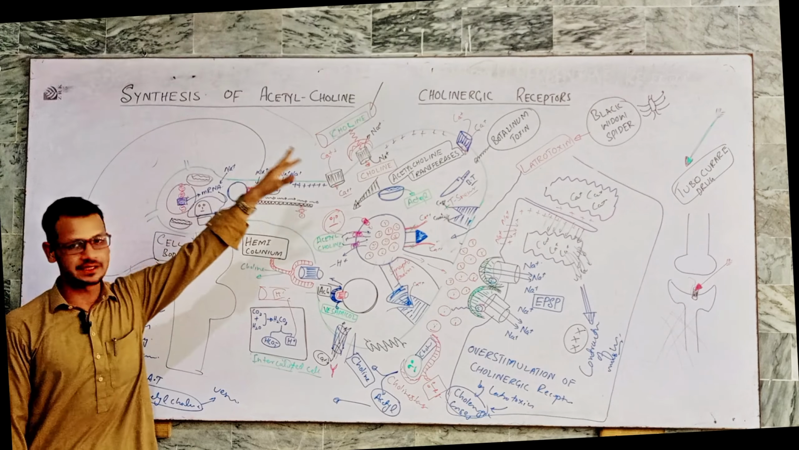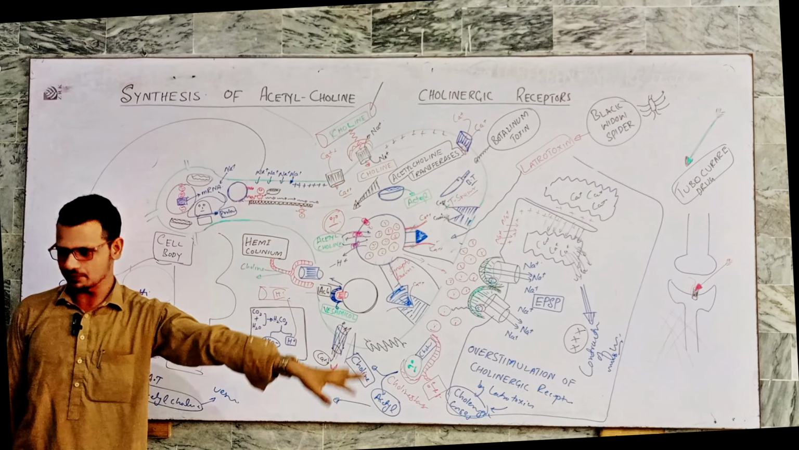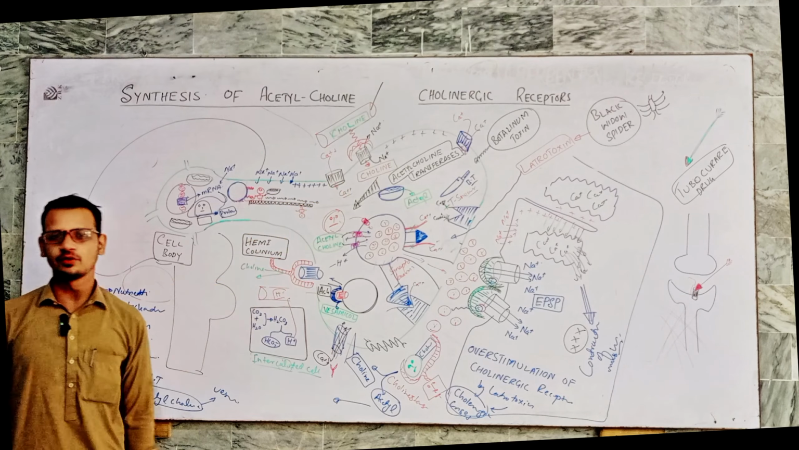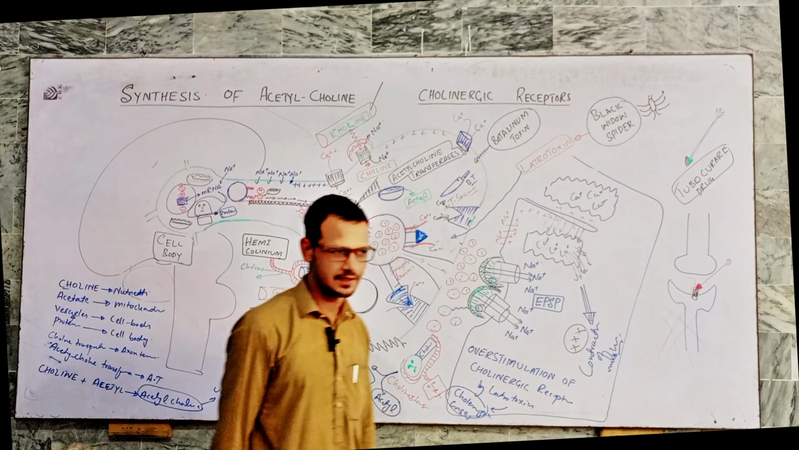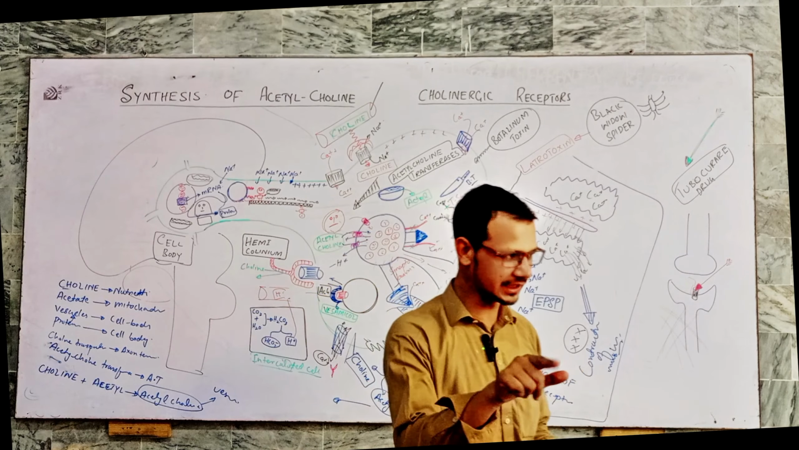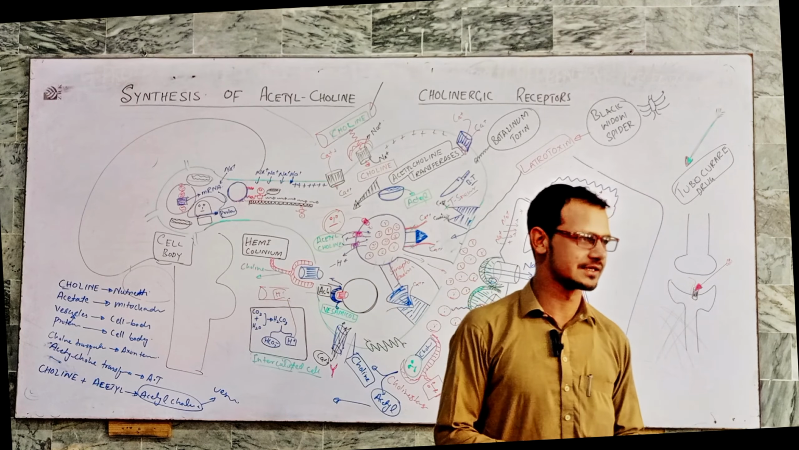Now we have cholinergic receptors. Cholinergic receptors are now very easy. We have two types of cholinergic receptors. One is the nicotinic receptor and one is the muscarinic receptor.